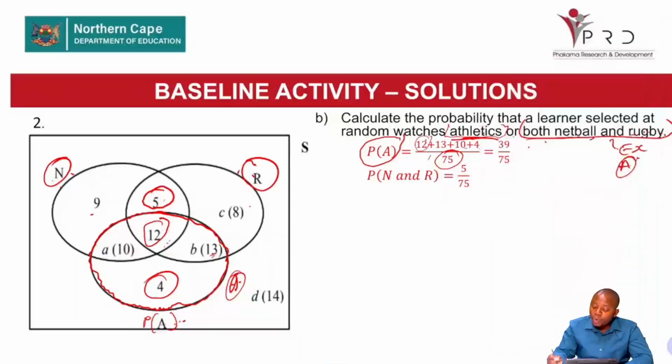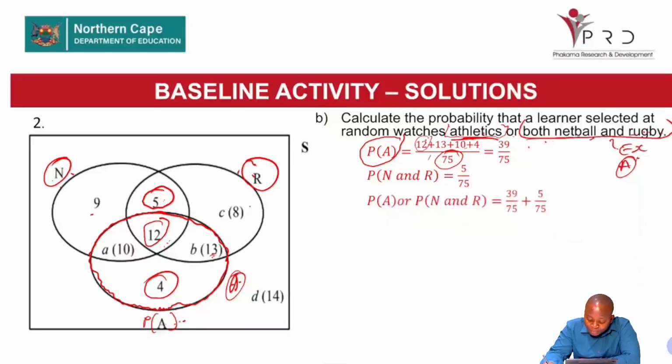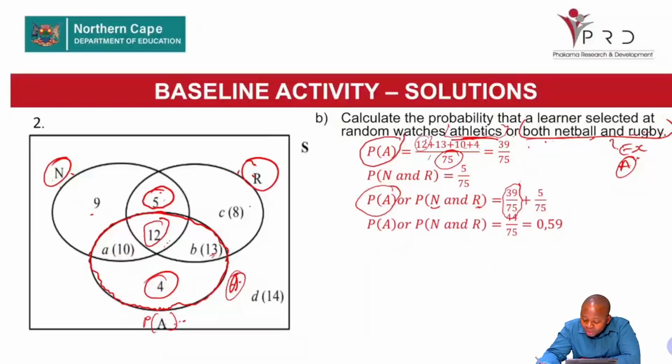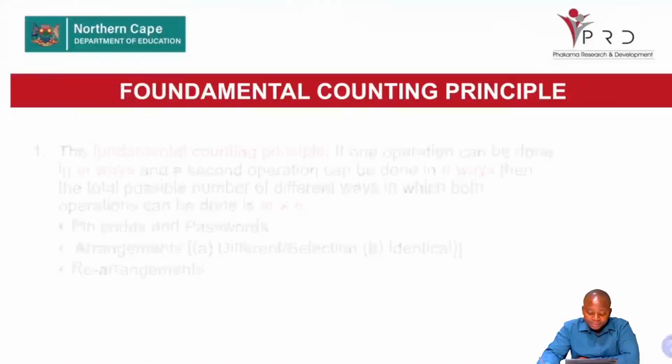Thereafter, what do we now do? What we do from here, we add both probabilities. So the probability of athletics is 39 over 75 plus the probability of netball and rugby only, which is 5 over 75. Or netball and rugby at the same time, actually, because it's the intersection. Right. Then what do we now have? Then we have the total as 44 over 75. And our answer is 0.59. So that is our answer. It was 44 over 75. Now, let us move forward. Right.